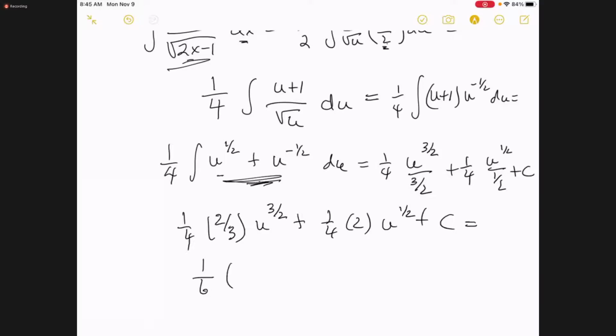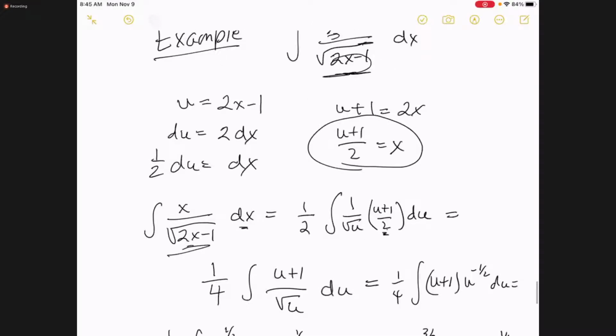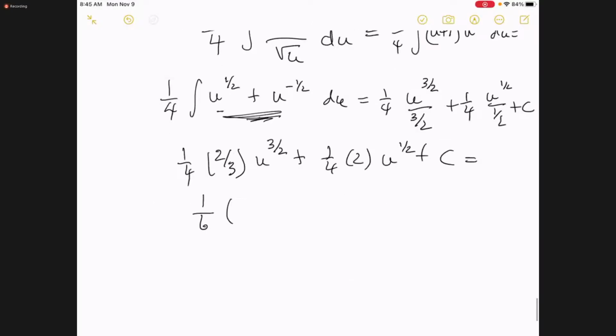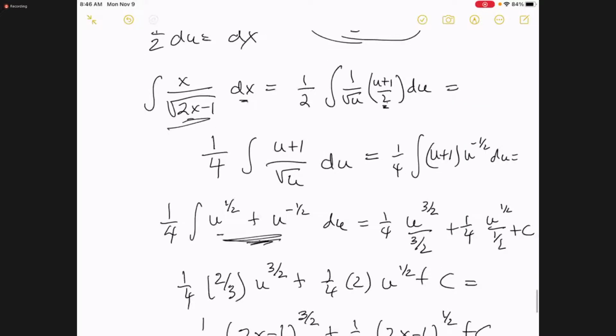And let's see, what was u? The square root. Oh, u is 2x minus 1. And 1/4 times 2 is 1/2. Any questions on that one?